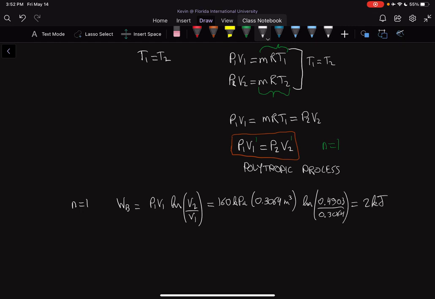And we can say that work boundary is now positive, and this should be 23, not 2. 23 kilojoules. And we can say that work was done by the system. Work is positive. Okay, so we have work done by the system because we had an expansion.